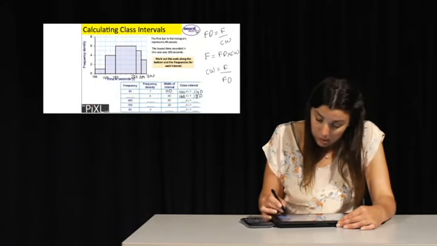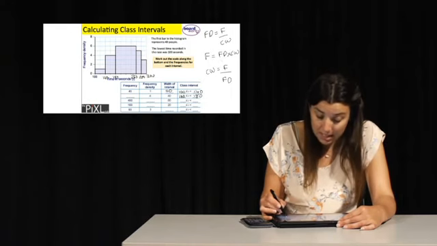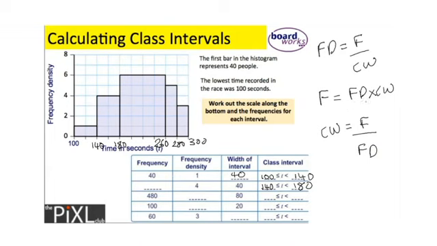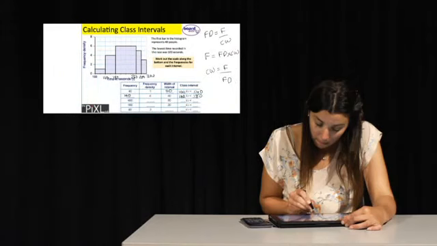So if we want to find the frequency, we must multiply the frequency density, which is 4, by the class width, which is 40. So we have 4 multiplied by 40. 4 times 4 is 16, but 4 times 40 is 160. So the frequency there is 160.